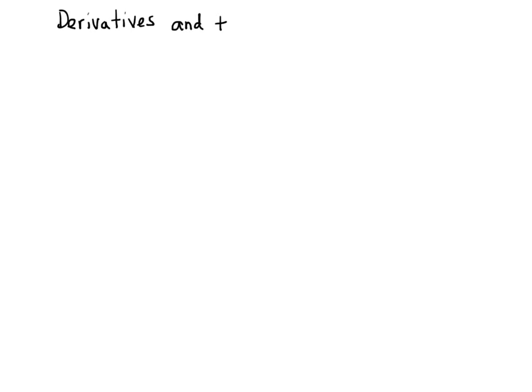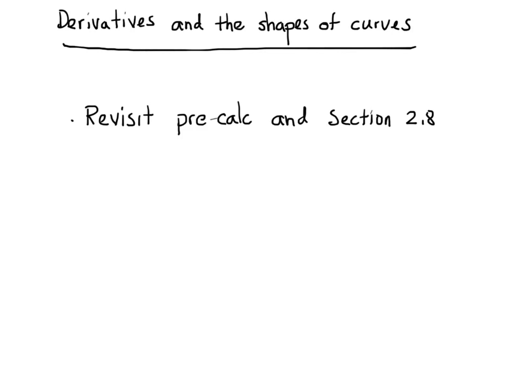Okay, so let's look at what derivatives will tell us about the shape of the curve more than this. Okay, so we know already that when the derivative equals 0, we have the maximum and the minimum values. Let's look at what the derivatives will tell us beyond that.